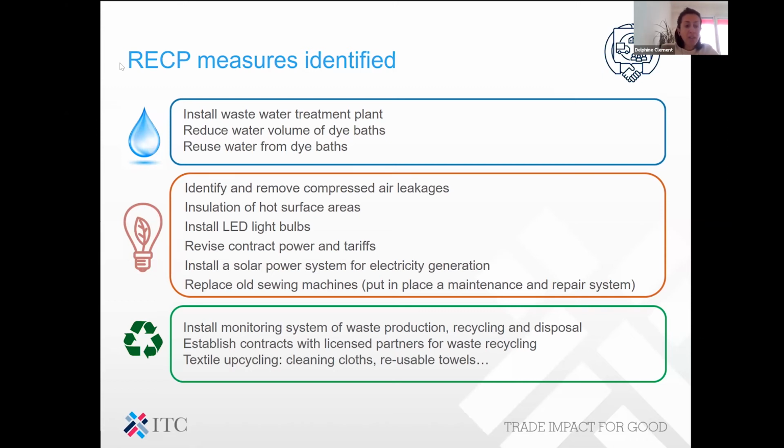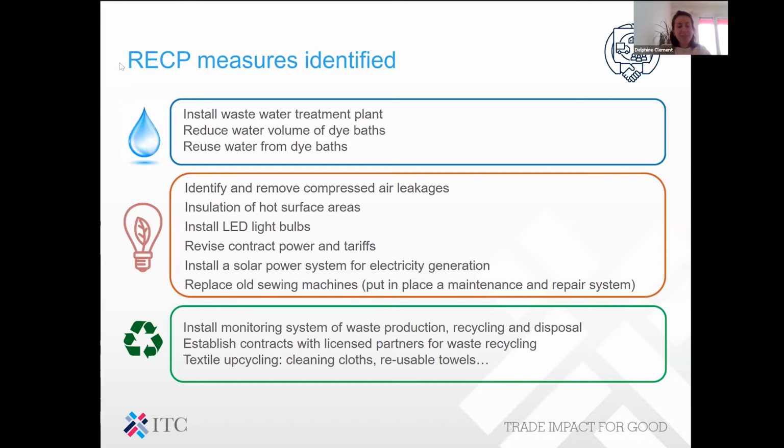So in terms of water management, what are the typical RSTP measures that can be applied? For example, it could be installing a wastewater treatment plant, reducing the volume of water used during a dyeing bath, and also the possibility of reusing this water. In terms of energy efficiency, our RSTP experts suggest identifying and removing air leakages, insulating the hot surface areas, installing LED light bulbs in the factories, also revising the contract power and the tariff with the electricity providers, and also installing, if possible, a solar power system for electricity generation, and also looking at the machineries and sometimes replacing old sewing machines to gain in productivity and efficiency.